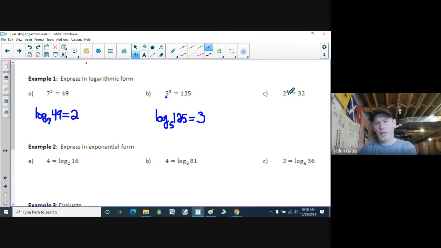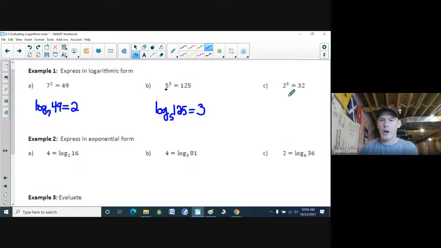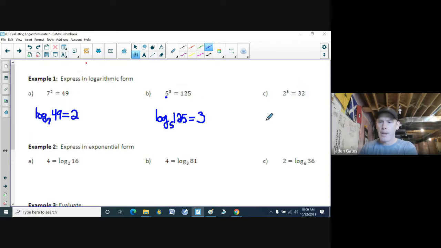Let's see, 2. It takes a little bit to get used to this logarithmic form. But again, log. The base is 2. So that's that little 2. 32 is our answer. And what exponent would I need? Is basically what this is saying. Well, I would need an exponent of 5 on that 2 to get an answer of 32.